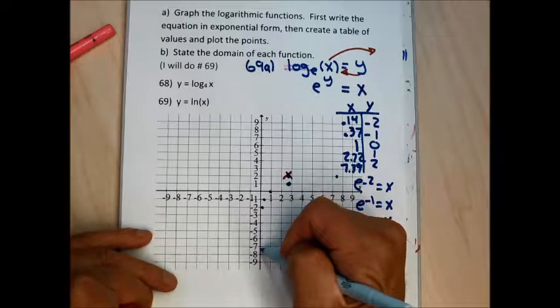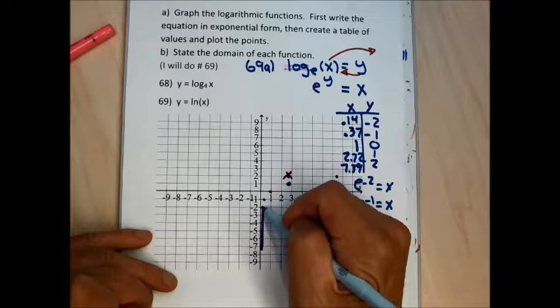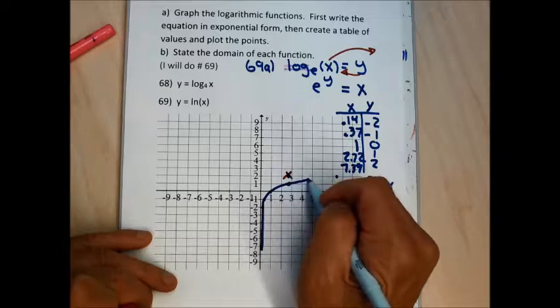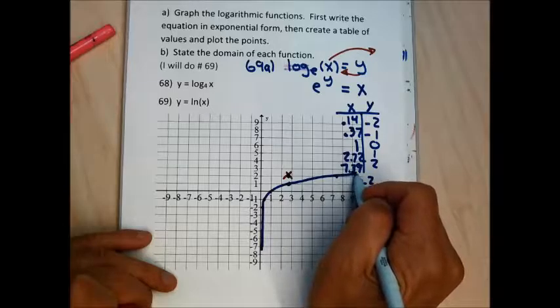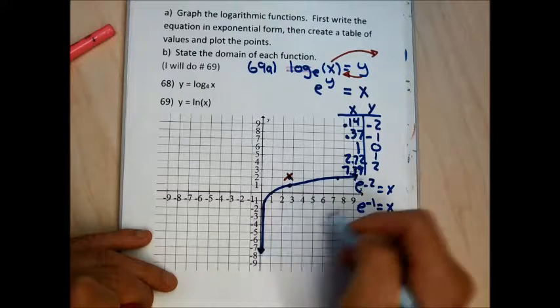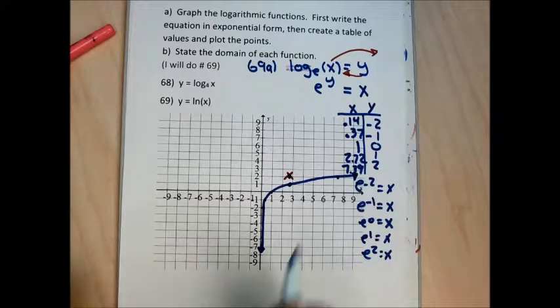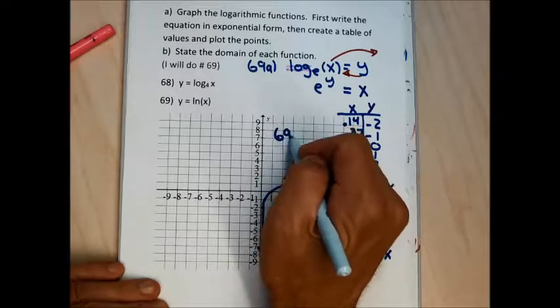Again, for most logarithm graphs that you're not shifting up and down, left and right, the y-axis is a vertical asymptote, and that's going to be the case here. The graph should look just like that. This is a perfect answer for 69A.